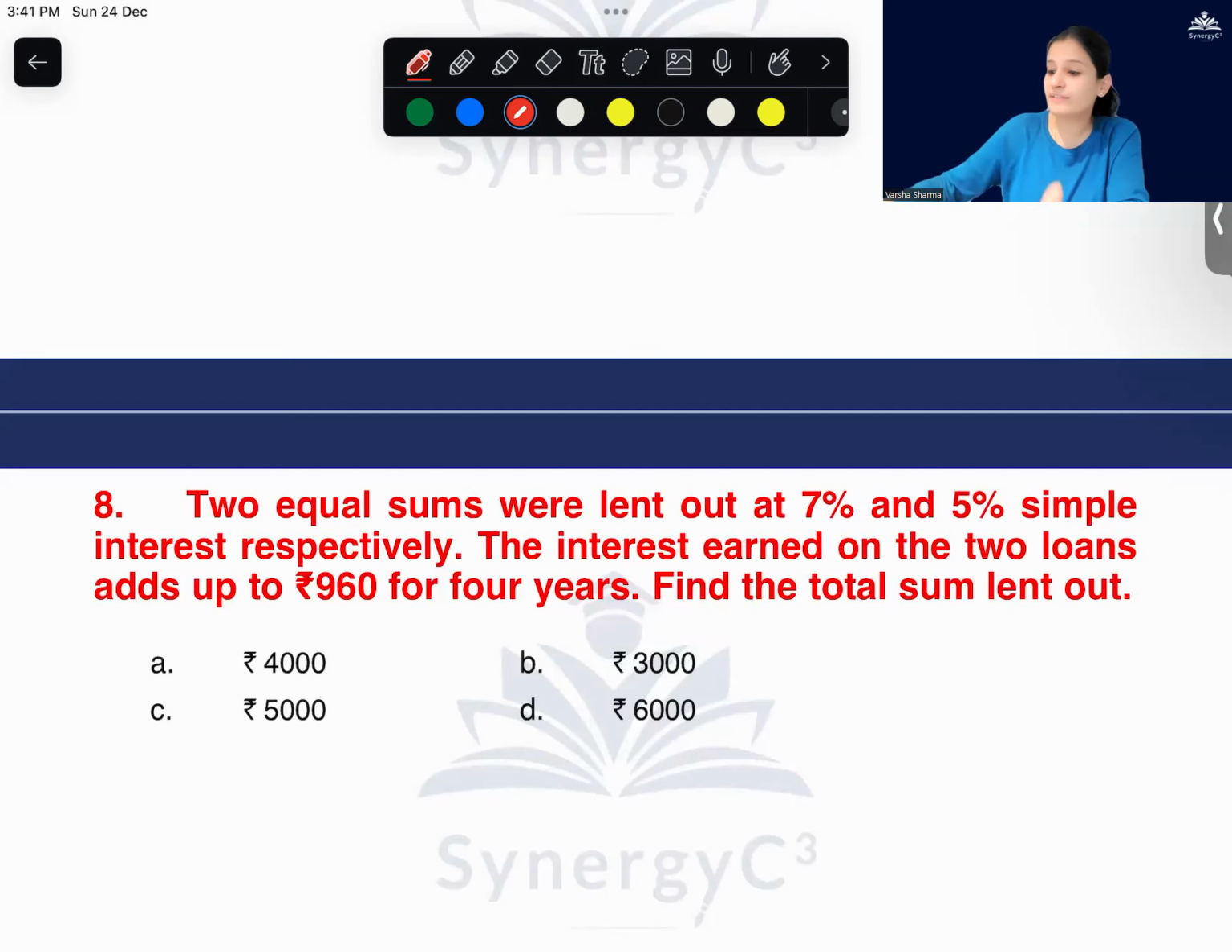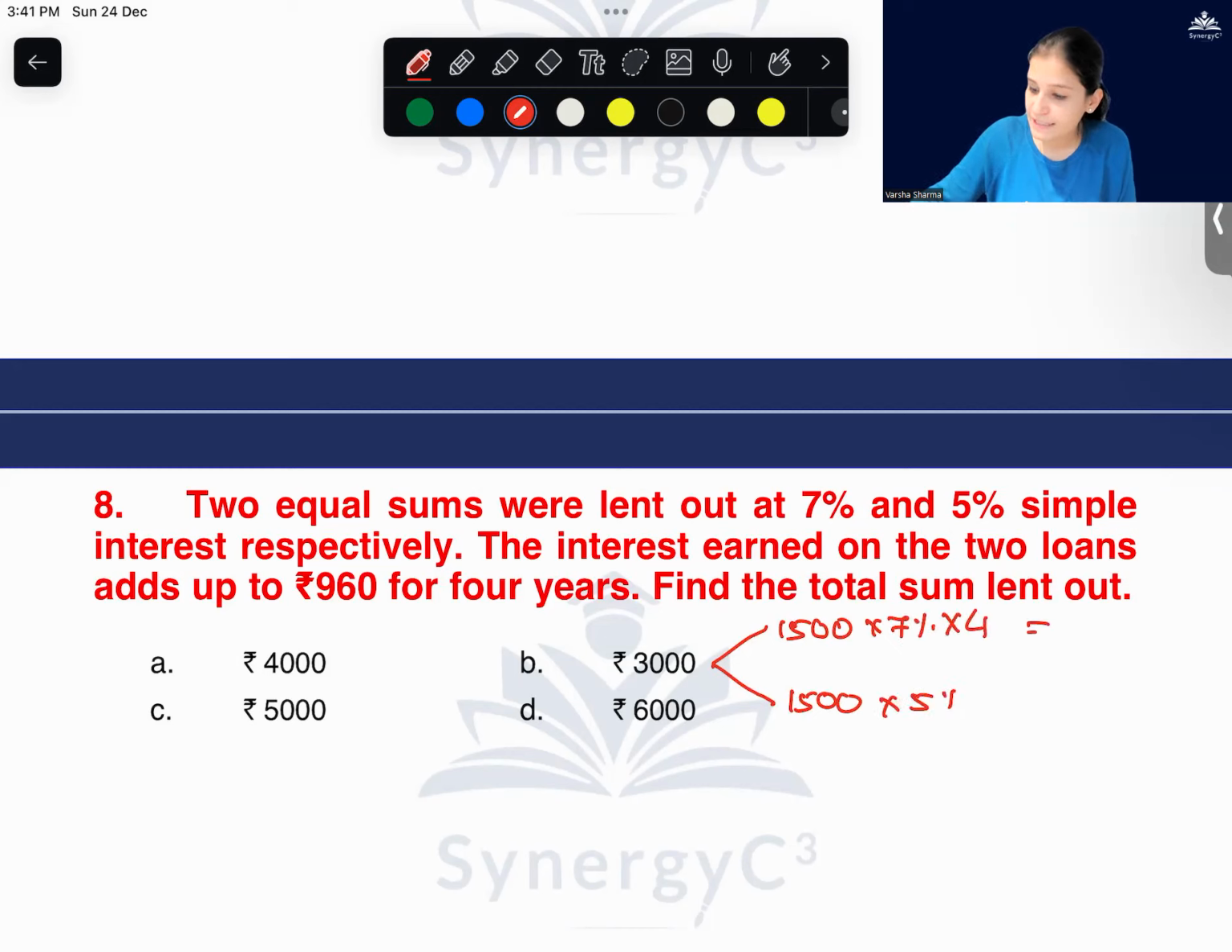Again, if I would have taken 3,000, for example, then it will be divided into two parts, 1,500 and 1,500. Apply 7% interest here for 4 years. Again, apply 5% interest for 4 years. If after adding you get 960, then 3,000 is your answer, otherwise no. Understood?